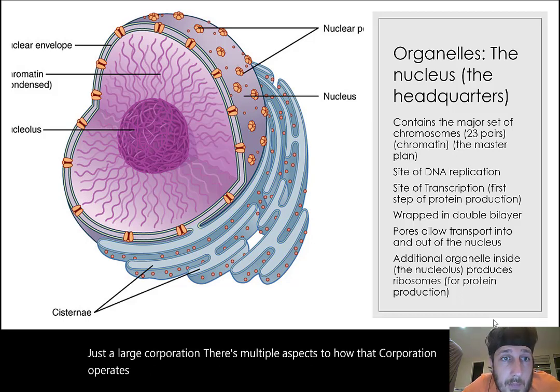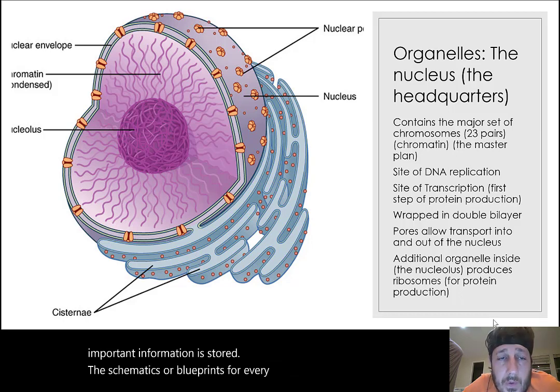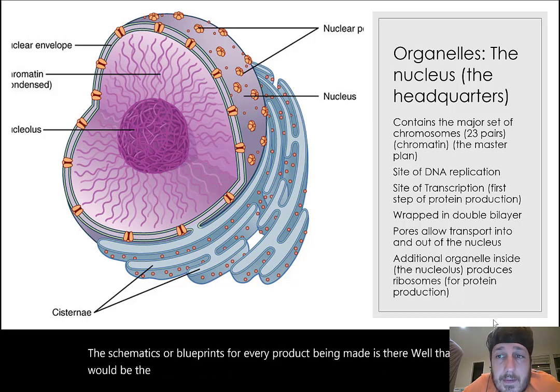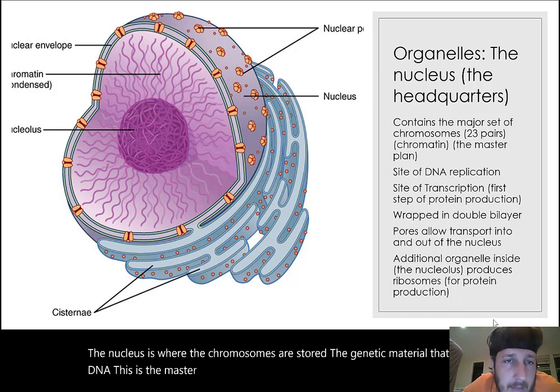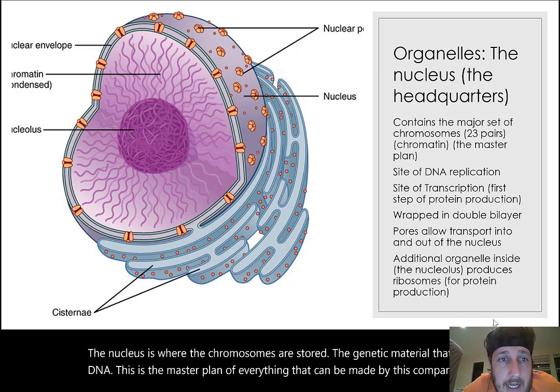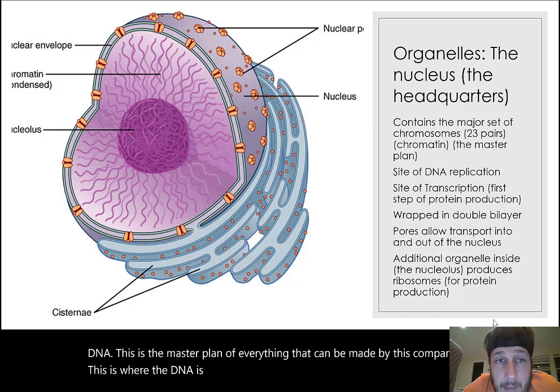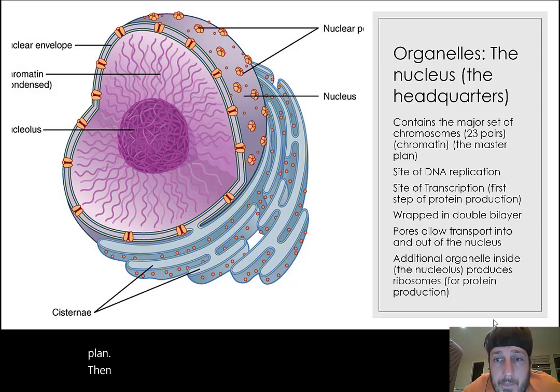Now, the headquarters of a corporation is where all the most important information is stored. The schematics or blueprints for every product being made is there. Well, that would be the nucleus in the case of a cell. The nucleus is where the chromosomes are stored, the genetic material, the DNA. This is the master plan of everything that can be made by this company. This is where the DNA is replicated. If we need to make copies of that master plan, then it's going to happen here.